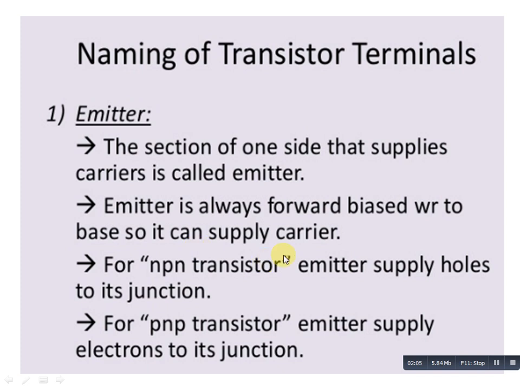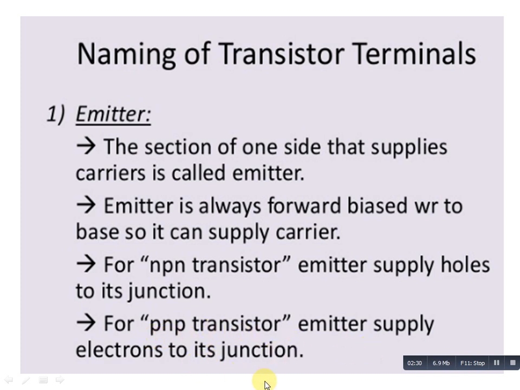Next point, for an NPN transistor, the emitter supplies holes to its junction. For a PNP transistor, the emitter supplies electrons to its junction. It is a very important point. For an NPN transistor, the emitter supplies holes to its junction, and suppose we use a PNP transistor, then the emitter supplies electrons to its junction. Second point is the collector.